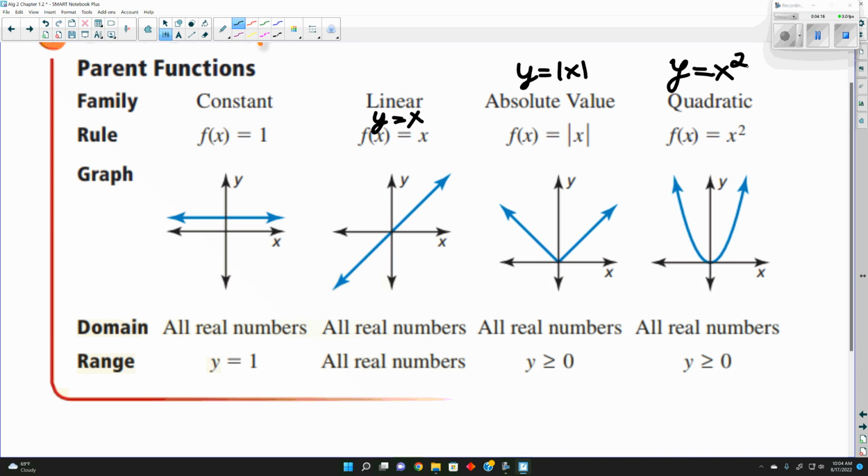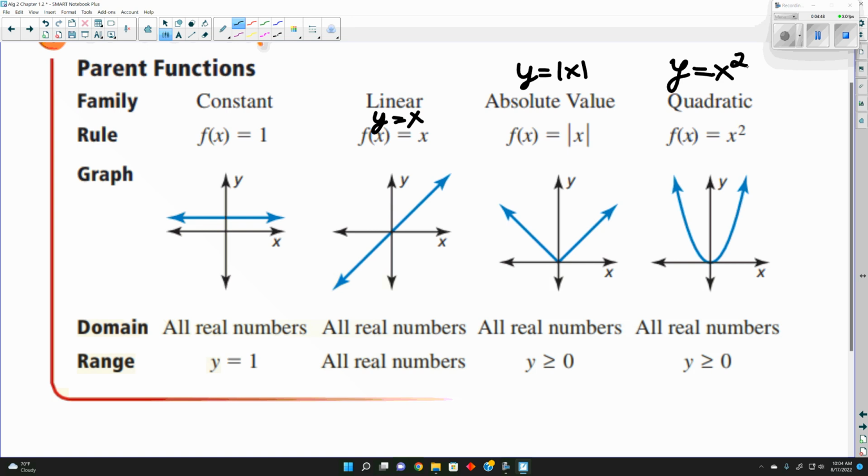Now, the reason they call these the parent functions is because these are the most basic versions of these 4 here. They call these parent functions because every other function is going to look like them. There's going to be some changes to it, but all the other functions of these types will look similar to them.